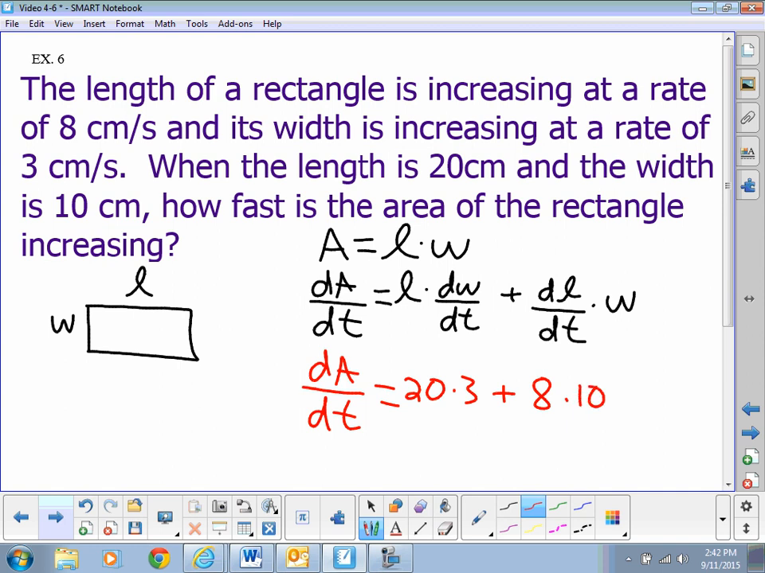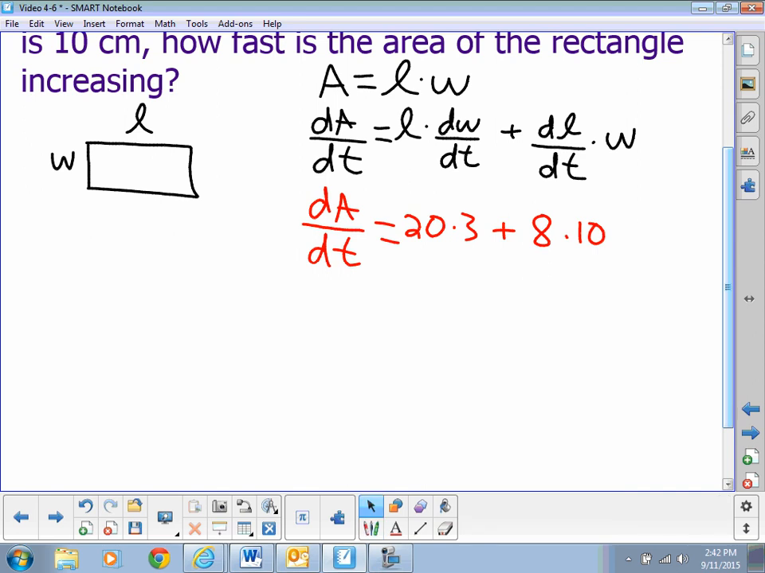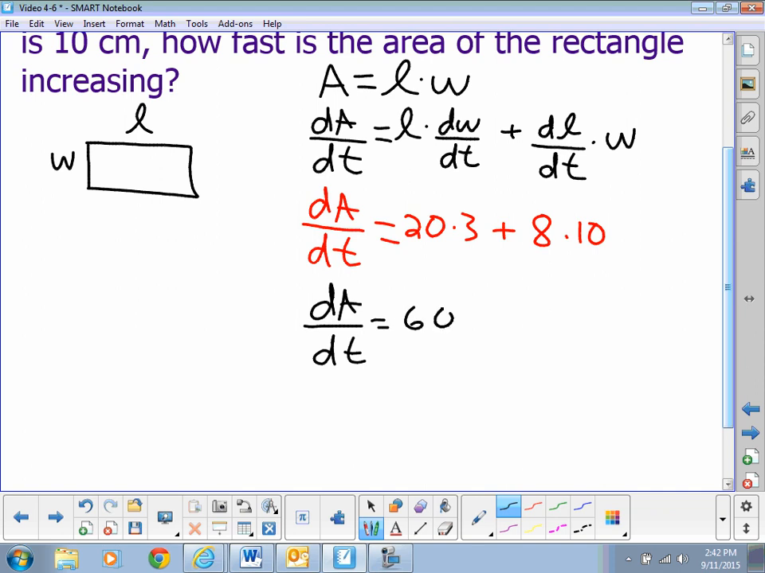So if we just simplify this, we'll get dA dt equals 60 plus 80. And in other words, dA dt is 140. Our units, we have centimeters squared per second. The reason it's centimeters squared is because it's an area, and then the seconds is your time part.